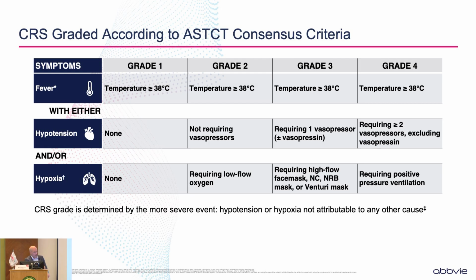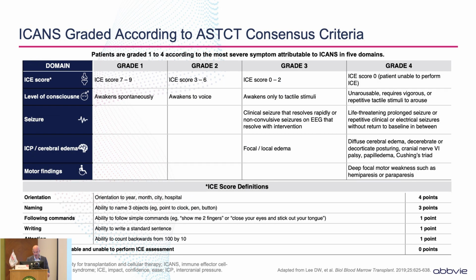Arguably grade 1 CRS you could manage as an outpatient. Grade 3 and 4 CRS is really where you're needing the more intensive support. And similarly, the ICE score is used to assess the ICANS scoring system.